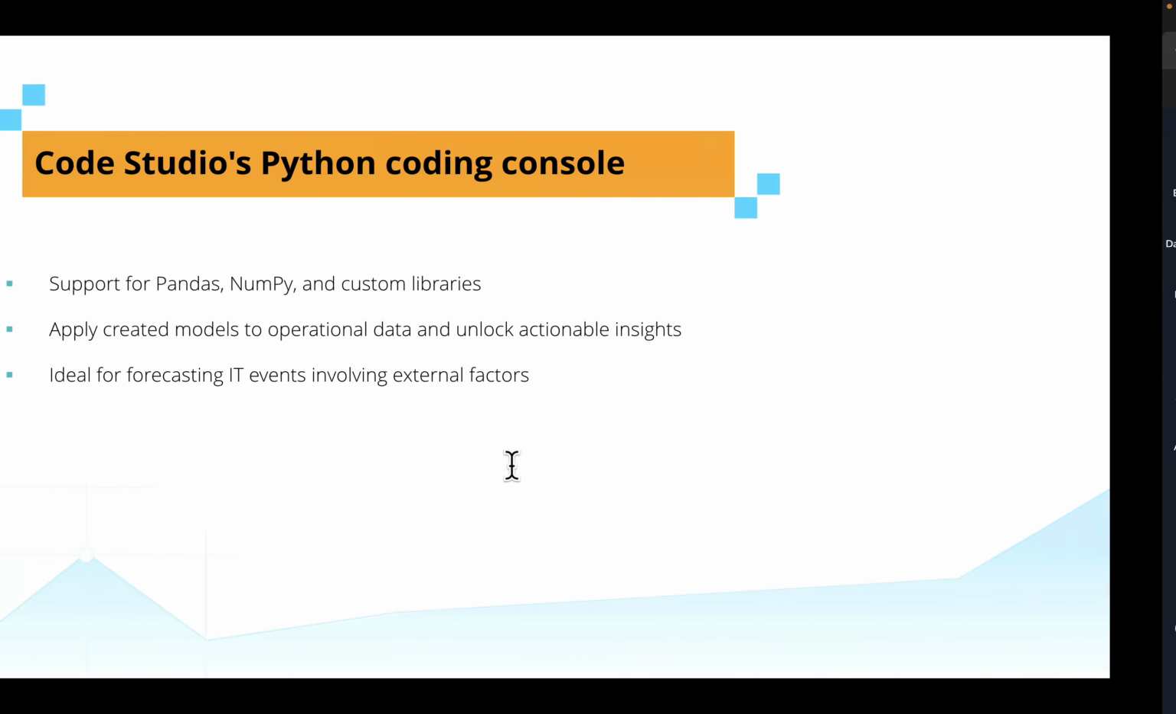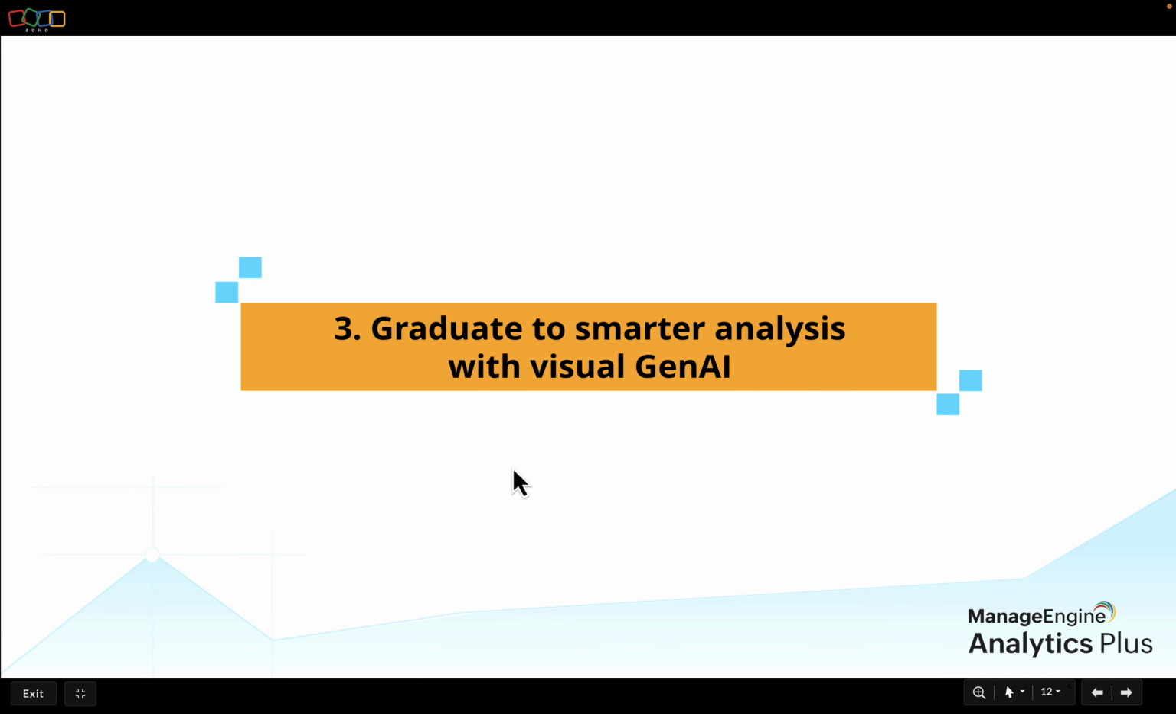With that, let's move to the third feature that we'll be discussing today. And this is graduating to smarter analysis with visual Gen AI. So far in our session, we have explored some of the most powerful AI ML driven features that are introduced in the latest release version of Analytics Plus. Now let's dive deep into another powerful enhancement, which is the enhancements that we have introduced to SIA, our AI-powered analytics assistant, as part of Analytics Plus 6.2.